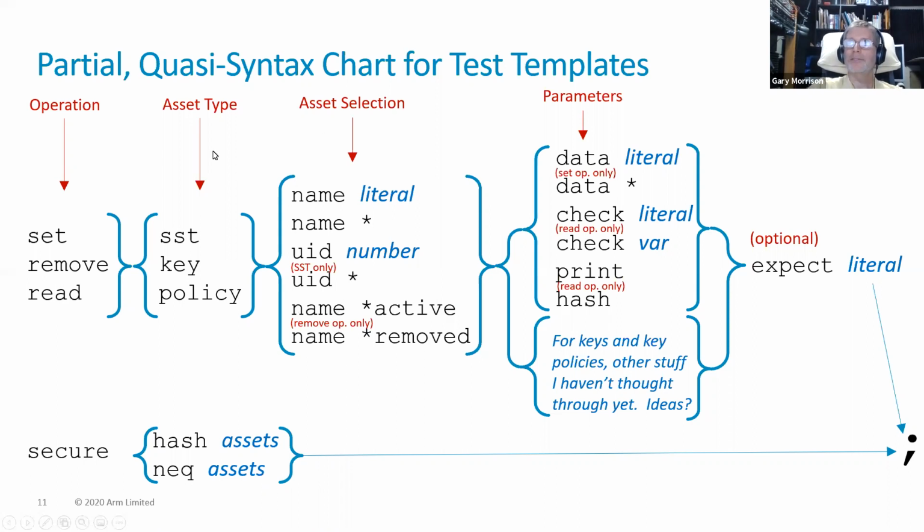But anyway, then you specify, so you could say like set key name, and then you choose a name, whatever you like, and then you say what you want the data to be, or you could say star, which means to just tell the tool to come up with its own random data. And then optionally you can tell it what you expect the results of that call to be in terms of pass or fail or some particular error code.